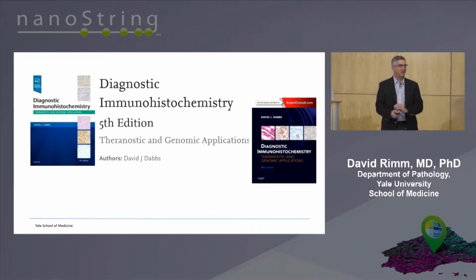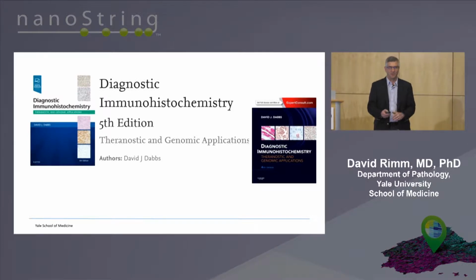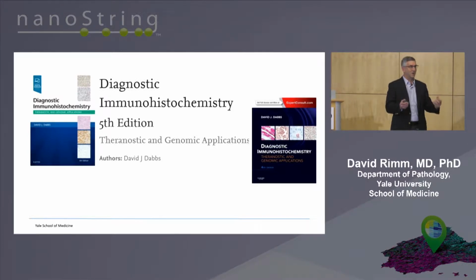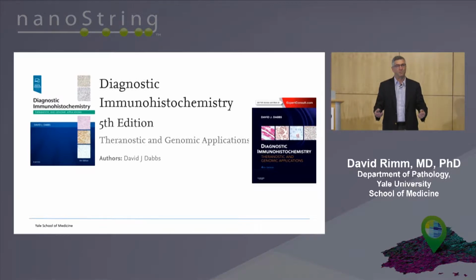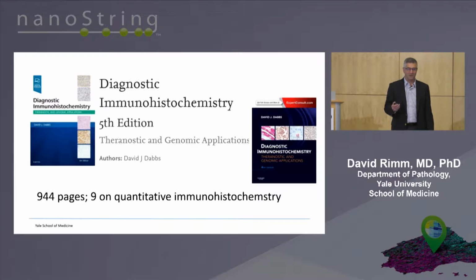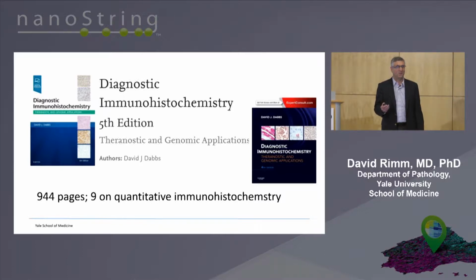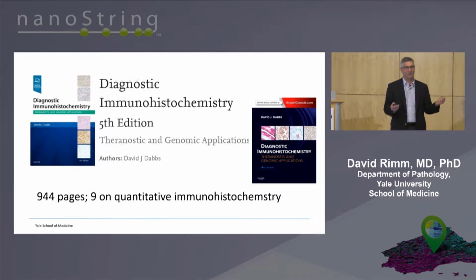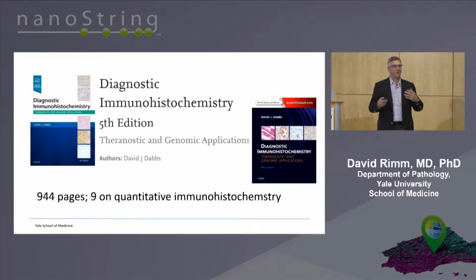So as a pathologist, this is one of the books that we all use to look at immunohistochemistry. Immunohistochemistry obviously tells us at least some molecular information about the spatial information that we see on the slide. And I show this book because it has 944 pages, of which 9 are on quantitation or measurement of that immunohistochemistry. So that means from the perspective of the pathology world, about 1% of what we do in molecular measurement is actually measurement. The rest is just molecular opinion or molecular subjective assessment.